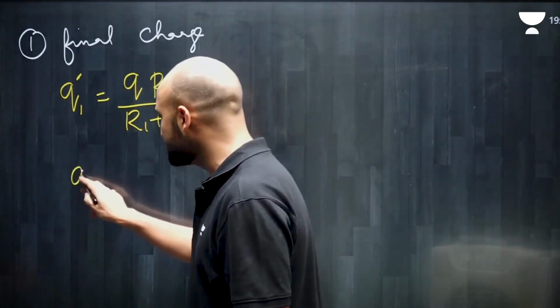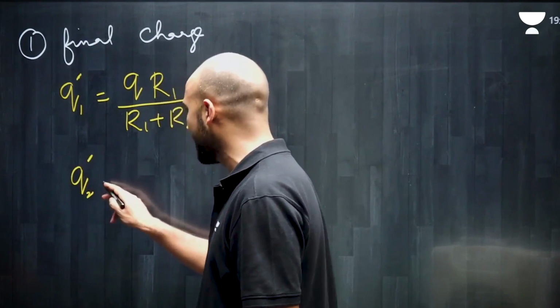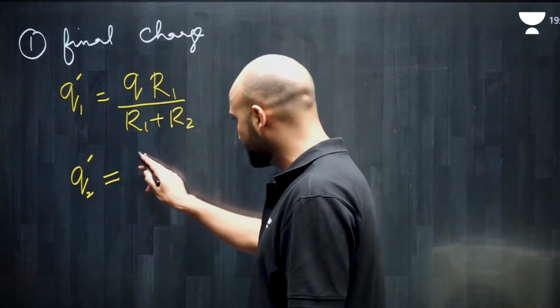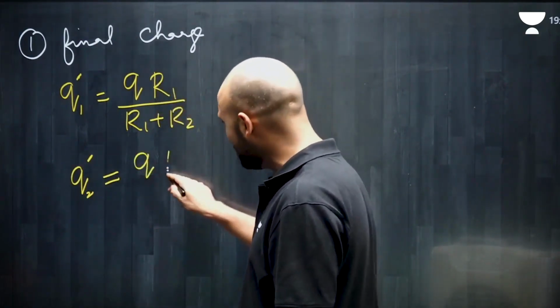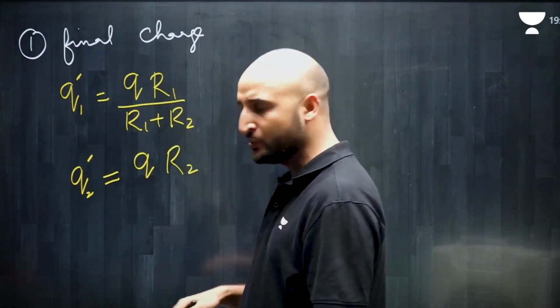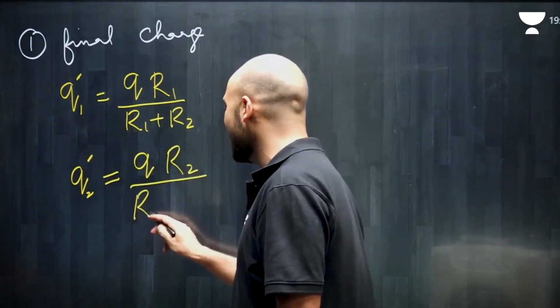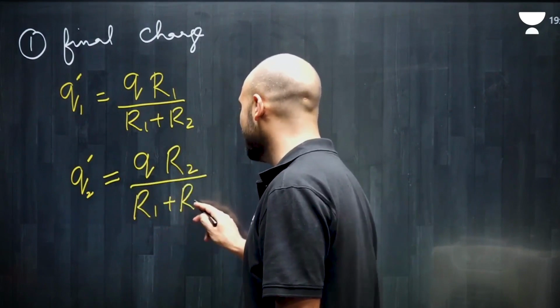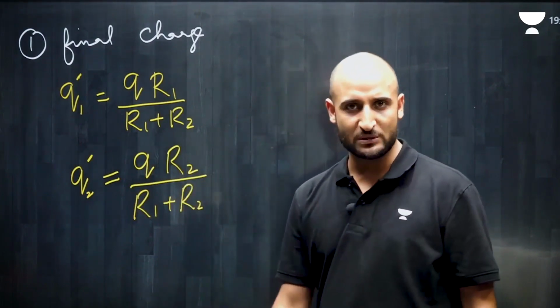Similarly, the final charge on the second sphere, that's Q2 prime, will again be equal to total charge Q, into the radius of that particular sphere, that's R2, divided by R1 plus R2. This will be the final charge on these two spheres.